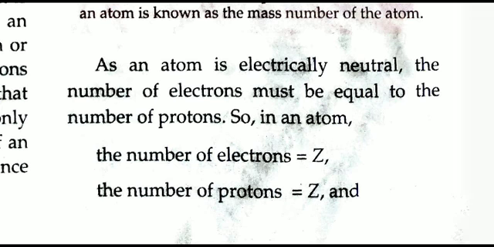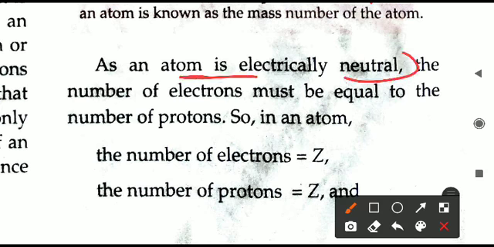Also, we already know that atom is neutral. Atom is neutral means what? Atom is not having positive and negative charge, and in a neutral atom, the number of electrons is equal to protons. If 10 protons are there, same 10 electrons will be there. If 1 proton is there, then 1 electron, same number will be there. जितने भी प्रोटॉन होते हैं उतने ही इलेक्ट्रॉन्स होते हैं in case of the electrically neutral atom.